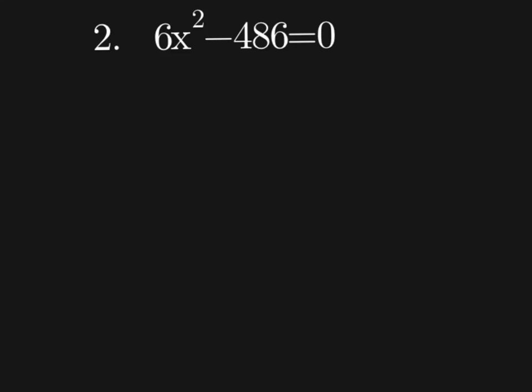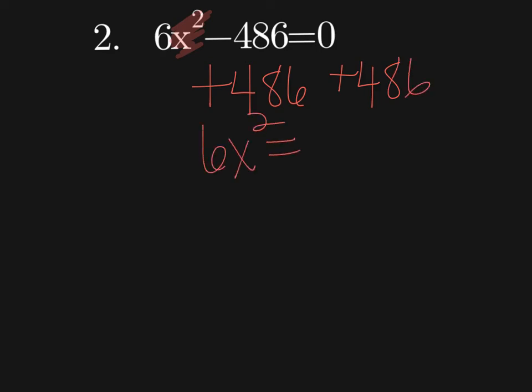All right, next one. Again, the key is, if you notice, only one term has a variable. That is something you're going to have to recognize. So when one thing has a variable, we're going to isolate it. In this case, I have to move the 486 over. Then we end up with 6x squared equals a positive 486. Divide by 6, we get x squared equals 81.